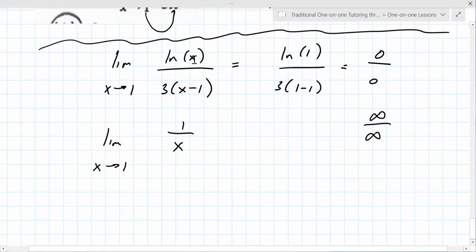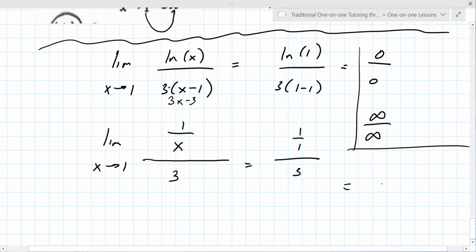Do you remember L'Hopital's rule? It's separate derivatives. So you take the derivative of natural log of 1 over x, and then what is the derivative of the bottom? Should you multiply out the 3? Yes, probably good to do that. So it's 3x minus 3. It's not product rule, it's just 3. And you have a choice: you can simplify this, or you can just go back and put 1 in again. So 1 over 1 over 3, which is 1/3.